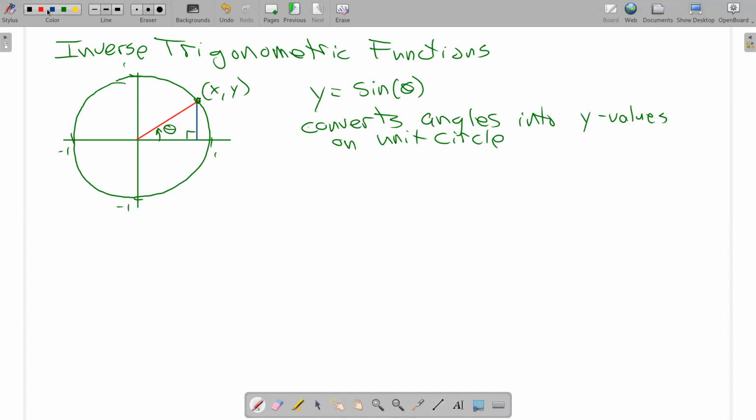Now, similarly, the x value does something similar, right? The x is the cosine. So x equals the cosine of the angle. And what does the cosine function do in this fundamental way? It converts angles into x values on the unit circle. So we always have that interpretation of how the sine and cosine behave.